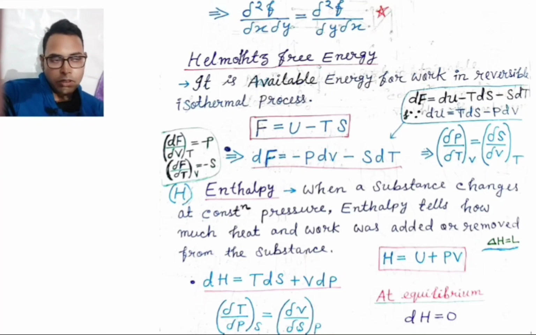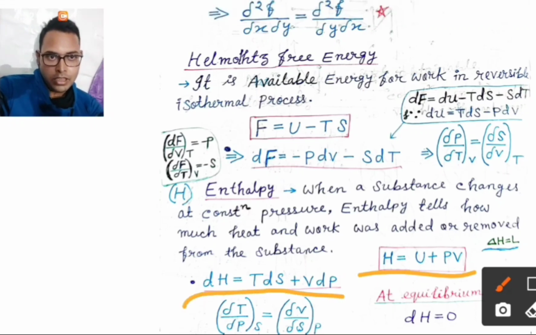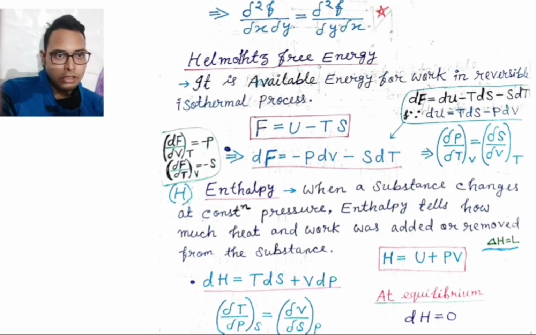Okay, and enthalpy we can define mathematically like this: H equal to U plus PV, and using the first law and other relations we can define this relation. Change in enthalpy is equal to TdS plus VdP, and this is the Maxwell equation. Okay, at equilibrium, also remember, the change in enthalpy is 0, since there is no exchange of heat in equilibrium.